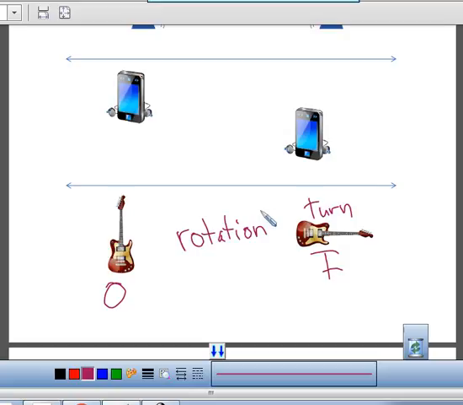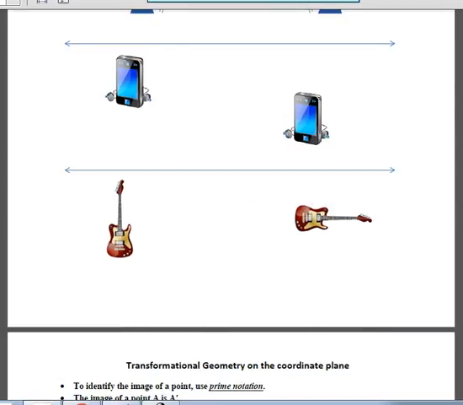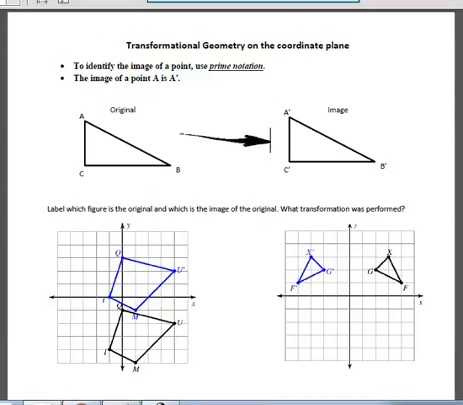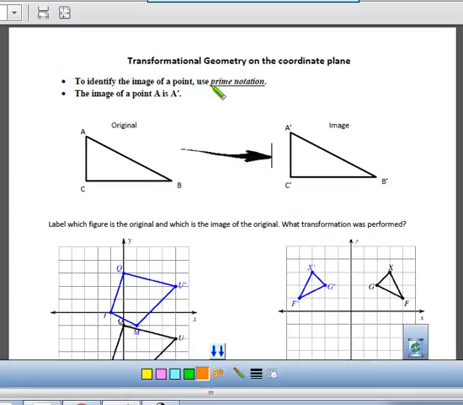So let's go ahead and take a look at another important topic to understand. On page 4, transformation on a coordinate plane, so graphing. To identify the image of a point, use prime notation. Now, all prime notation is a symbol.